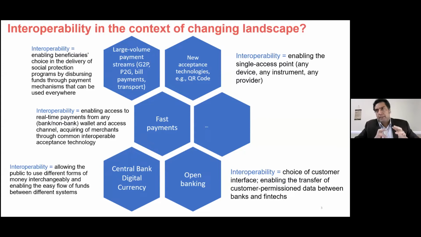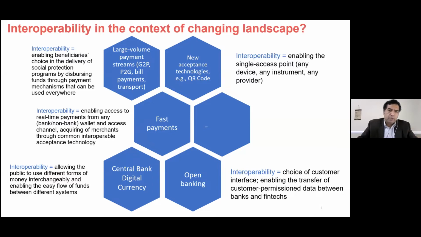But if you look at it from the interoperability perspective, the government would really want the individual, a beneficiary, to be able to bank with whichever bank they prefer, and to be able to make payments to the government from whichever payment service provider or bank they choose to use.